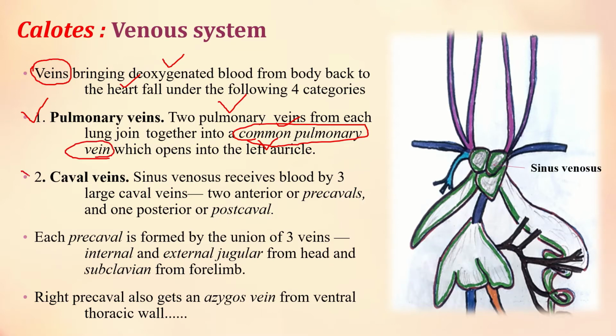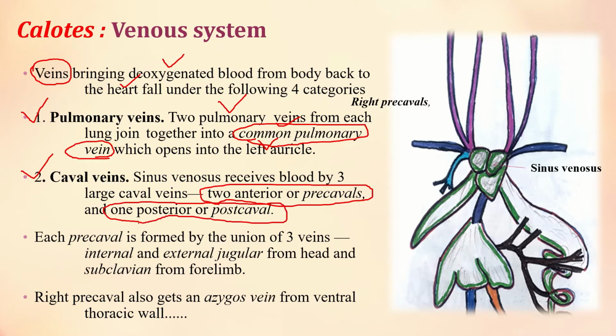Second part is the caval veins. So there are basically three large caval veins, that is two anterior caval veins which are called precaval veins, and a single posterior or postcaval vein. So the two precavals and one postcaval combine, forming a triangular structure that is called sinus venosus. So with the help of these caval veins, the impure blood is collected into the sinus venosus.